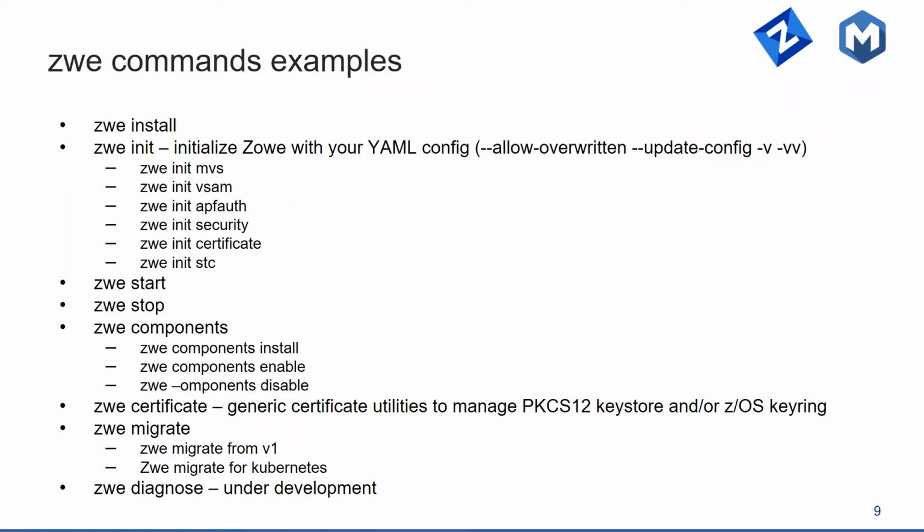And we want to provide two migrate scripts. One is to migrate from version 1. That means if you pass your version 1 instance.env, we will give you a zowe.yaml. So this is the migration. Another one is a migration for Kubernetes. That means I have Zowe running on z/OS, and I also want to run on Kubernetes. So this is another command to help you convert zowe.yaml. And we want to provide more tools to help you diagnose issues.